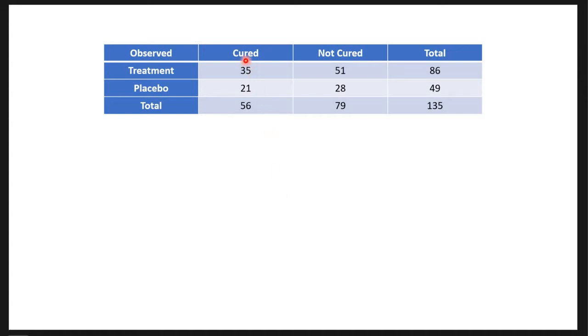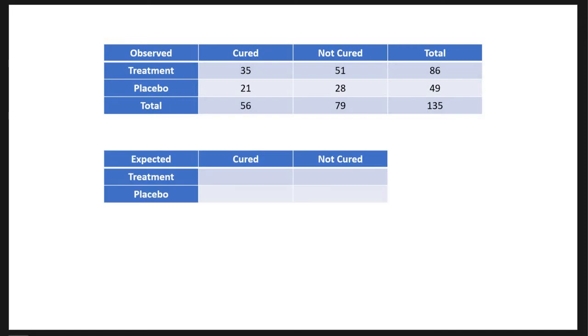So obviously the column total, 35 plus 21 is 56, 51 plus 28 is 79, 35 plus 51 gives me the first row total of 86, and 21 plus 28 gives me the second row total of 49. And this is the grand total. It's the total of this column, but it's also the total of this row. It's the total number of subjects.